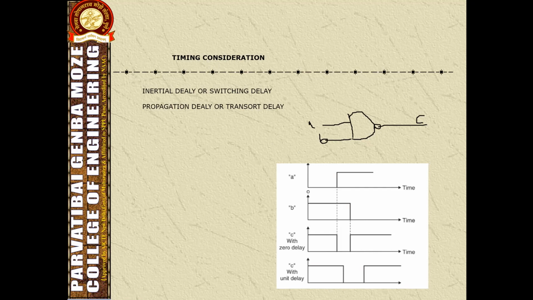Second, unity delay is the delay in which it is assumed that the gate has the unity delay and the interconnect involved in the circuits has no delay. This is about the zero delay and unity delay.